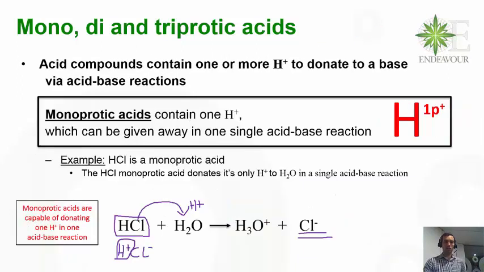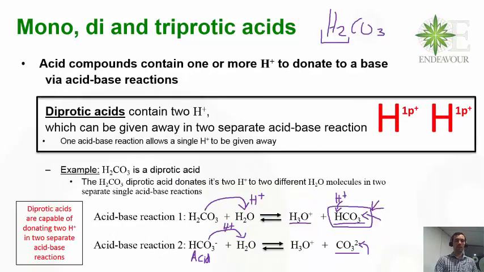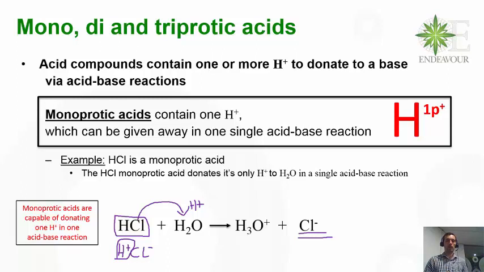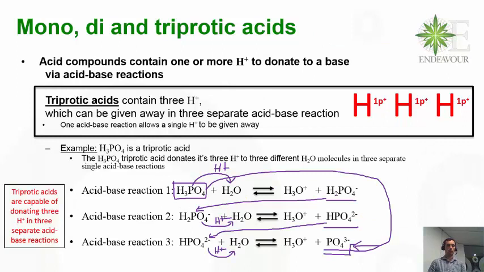So to summarize this section, essentially, whether it's mono, di, or tri, for the acids here, it tells you how many H+ that particular acid or type of acid is able to give away. So if it's monoprotic, it can give away a single H+ in one acid-base reaction. If it's diprotic, then it has 2 H+ to give away, and it needs to give these away via 2 separate acid-base reactions. And then the third example was our triprotic acid that had 3 H+ to give away, and each of these needed to be given away in a separate acid-base reaction. So in total, it requires 3 acid-base reactions to give away all of its H+.